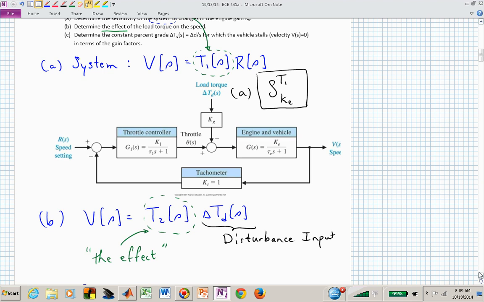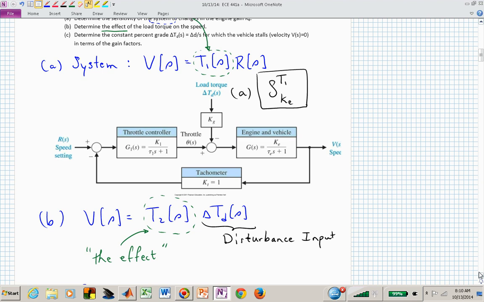In part B, it's saying, well, you found one transfer function in A, find a separate transfer function. It's the same system, it's just now you're applying an input in a different location relative to the speed setting. The speed setting goes into this summing junction, which deals with a controller before you get into the plant or the system, which is the engine and the vehicle. The load torque immediately goes into that system as an input before it has hit the controller, and you're now feeding that information back and using your controller to accommodate what's happening in the system. But in part B, the effect is simply that second transfer function.